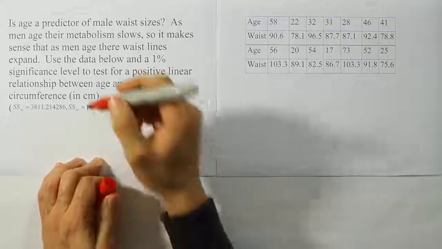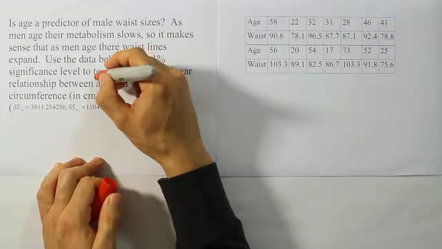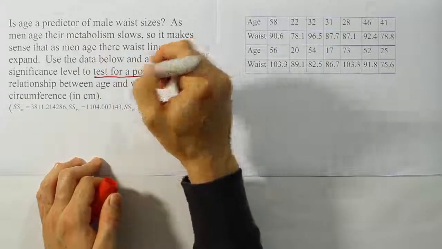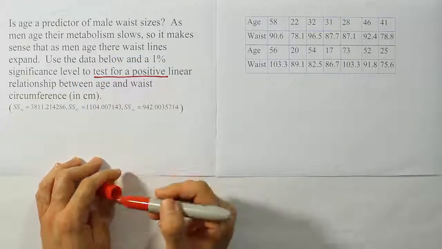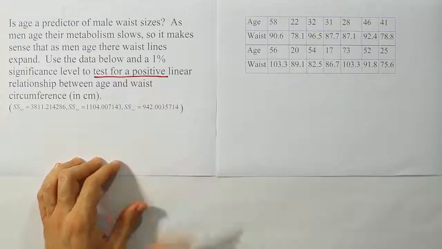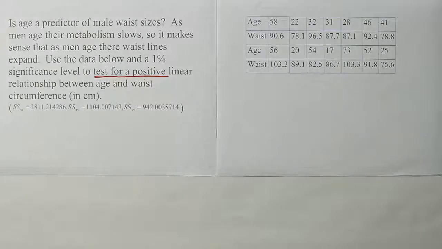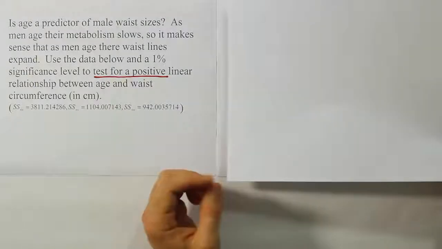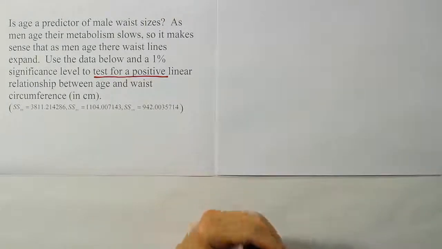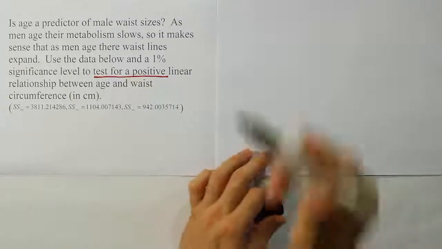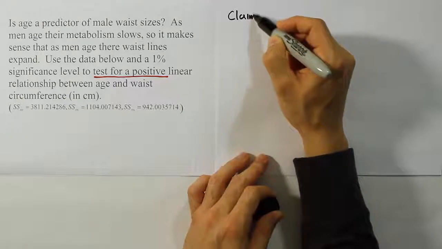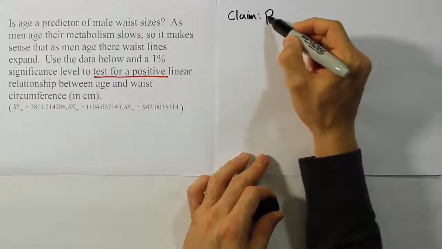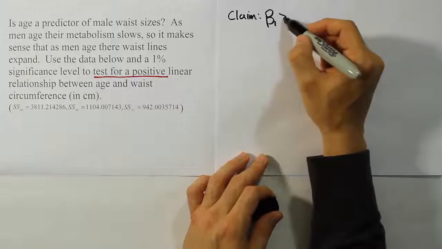Now the problem asks us to test for a positive linear relationship between age and waist circumference. So we're testing for a positive relationship in the problem. So the first thing we want to do is to come up with the claim. So let's go ahead and do that now. The claim in symbols is going to say that the slope, beta 1, is positive. So the claim should be worded so that it says beta 1 is greater than 0.